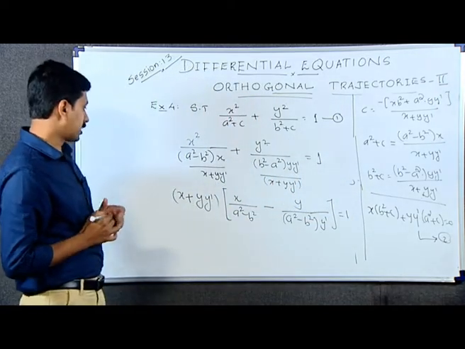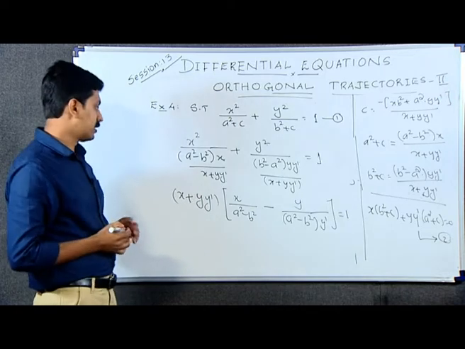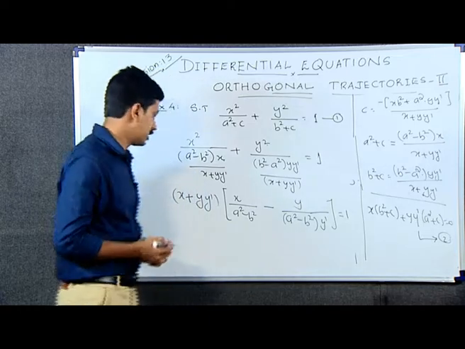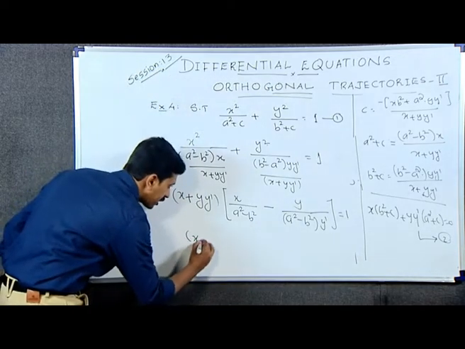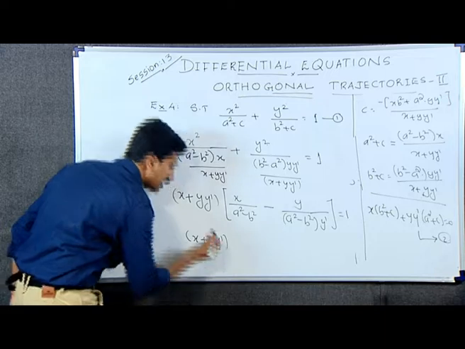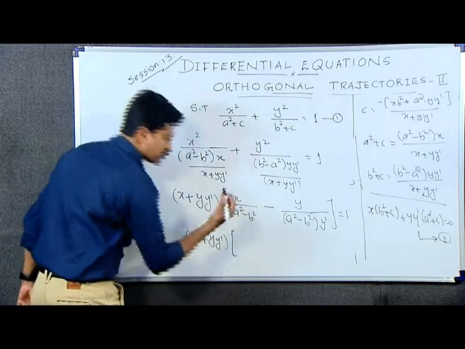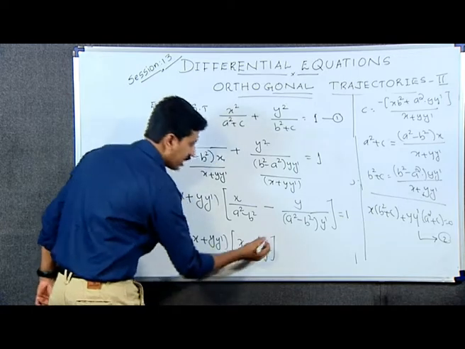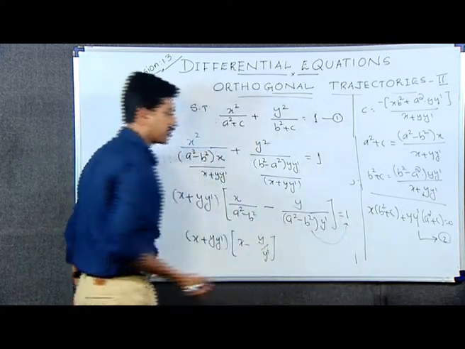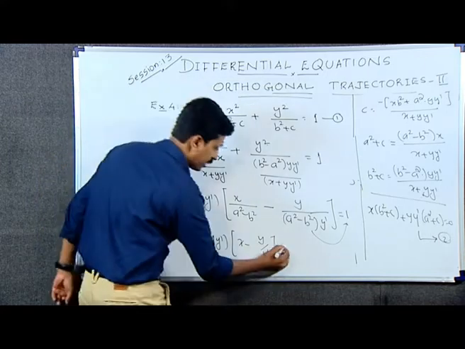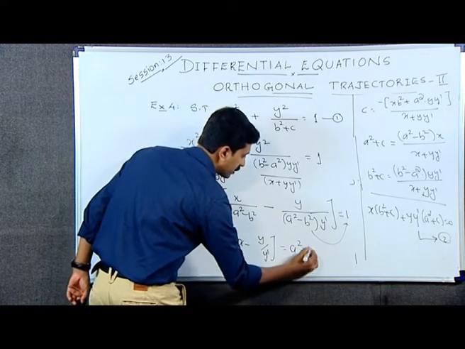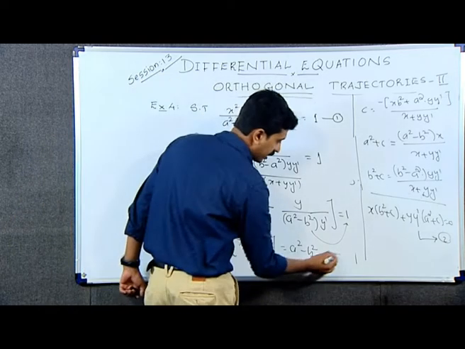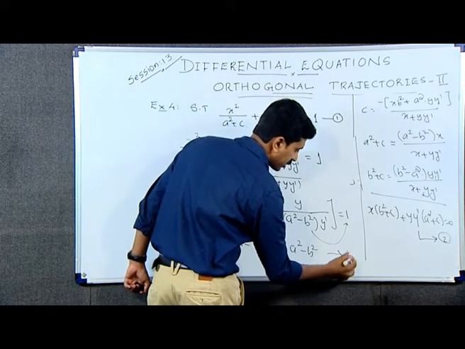So, I am taking x plus y dash, and here a square minus b square is common in both sides in the denominator, therefore again we can replace: x plus y dash into x minus y divided by y dash. I am taking this common denominator a square minus b square to the right side, this is equal to a square minus b square. I am taking this as a new equation, and I am calling this star.